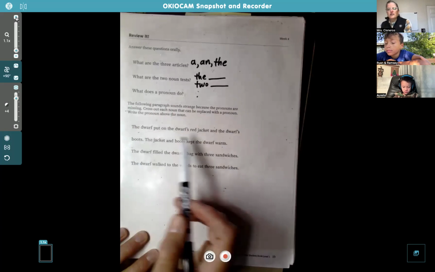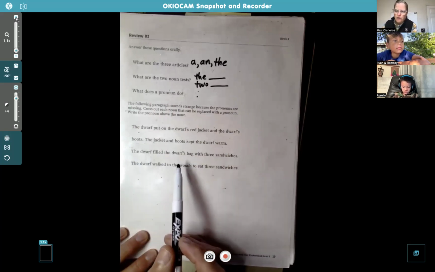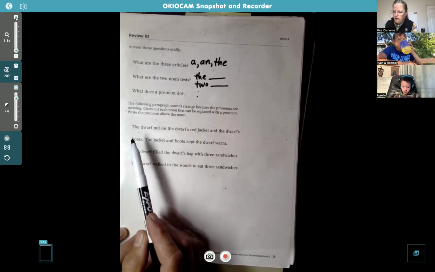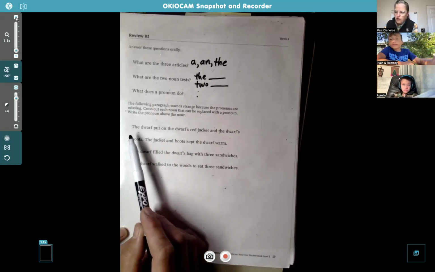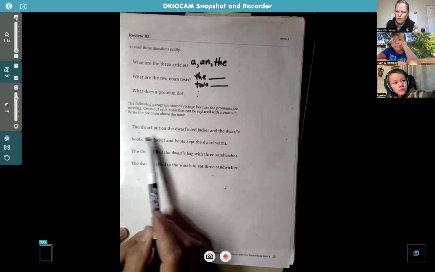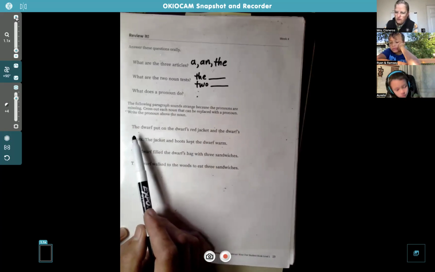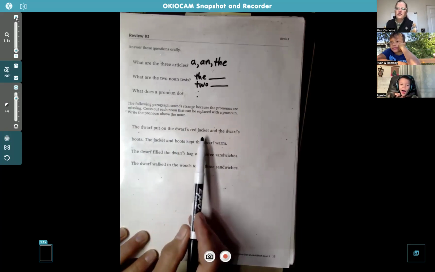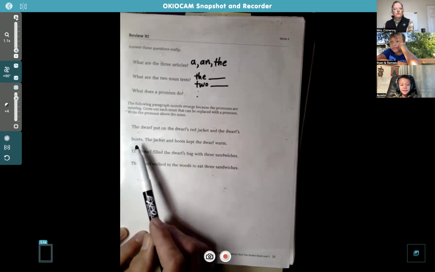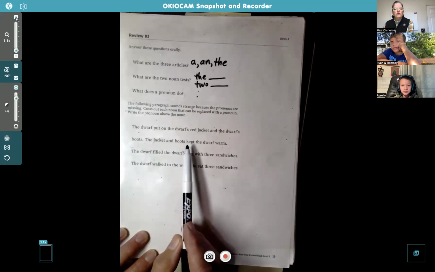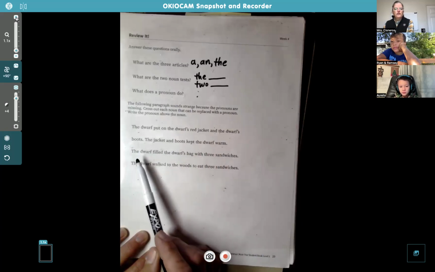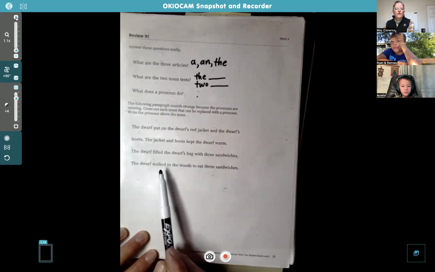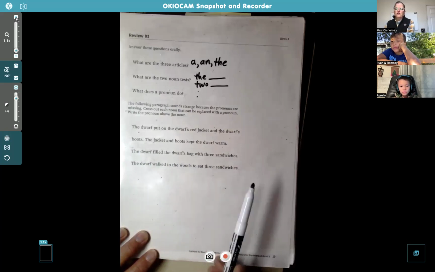All right, let's look at this example down here. This is going to sound weird, and I'm going to have you guys help me fix this. Okay, so listen, Oreo, and for you, Raishan, you can look at your book as I read this. The dwarf put on the dwarf's red jacket and the dwarf's boots. The jacket and boots kept the dwarf warm. The dwarf filled the dwarf's bag with 3 sandwiches. The dwarf walked to the woods to eat 3 sandwiches.